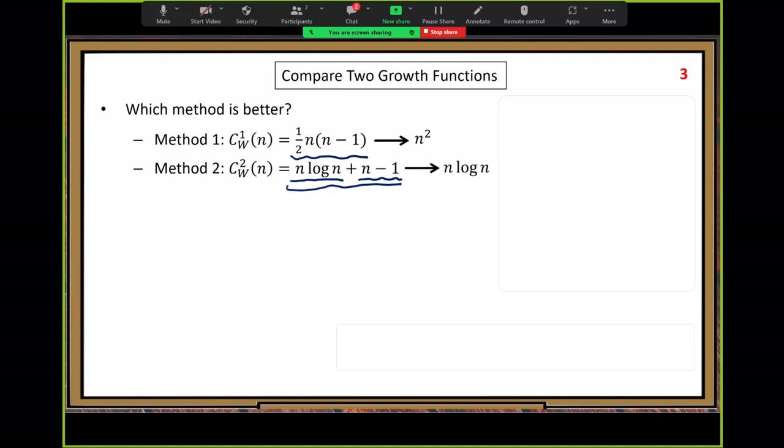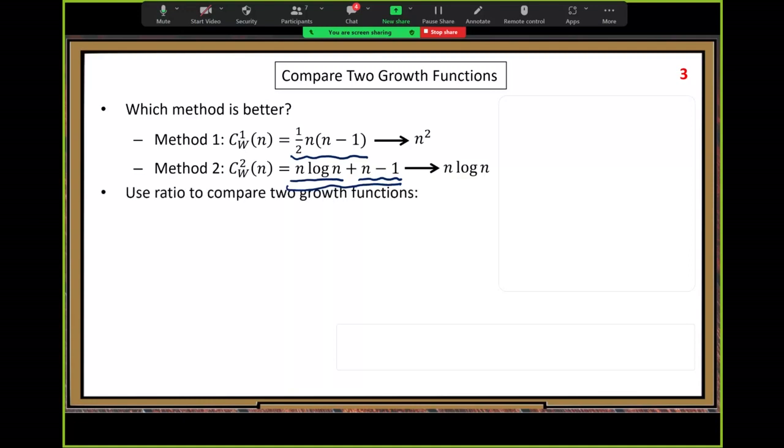Not n, because n is not as large as n log n, right? We want to keep the largest term. n is not the largest term. n log n is the largest term. You will get used to it. Later you can quickly identify which term is the largest.